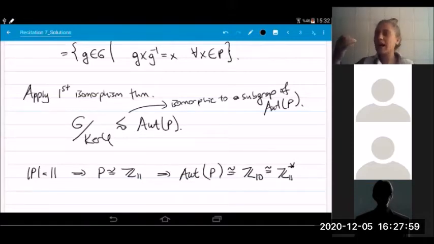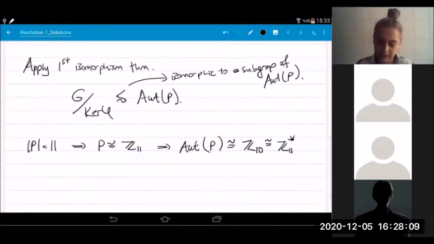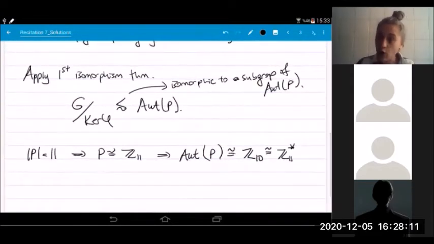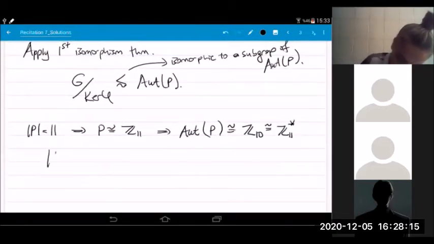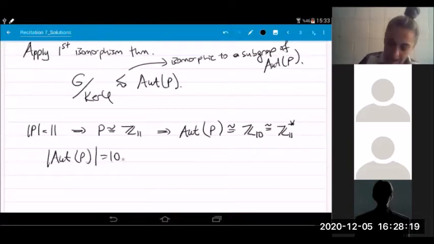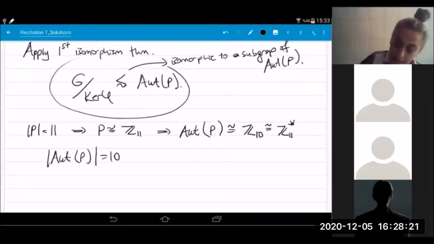The elements which are relatively prime to 11, okay? And there are 10 of them, of course. They're all generators. So now we know the order of the automorphism group of P. The order of the automorphism group of P is equal to 10. And we have something like this here.